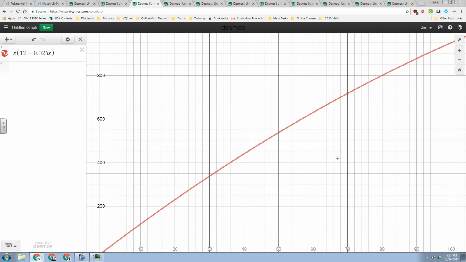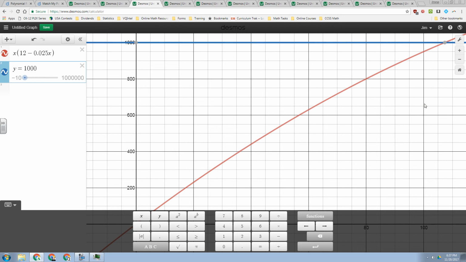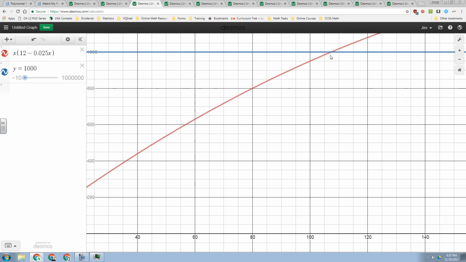Now the second question asks, how many units should be produced if the total revenue is to be 1 million? So I type in y equals 1 million. Now if you type that in, again, you didn't read the problem, because it also says the revenue is in thousands. So that means I need to back this up, take away 3 zeros. Now if I zoom out, there we go.